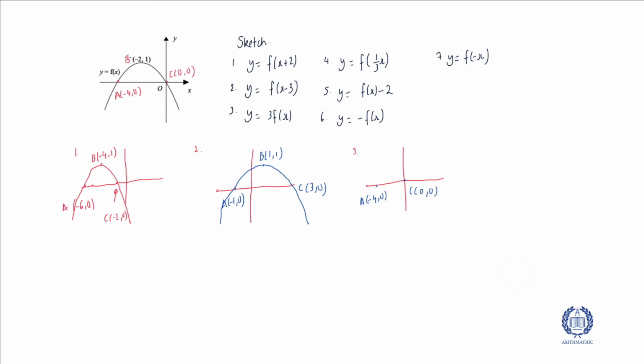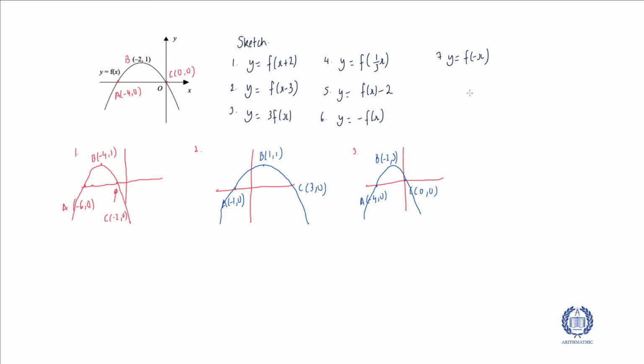And now the b coordinate, the y coordinate there is 1. So if I times that by 3, it's going to be 3. So my b is now going to become minus 2, 3. So if again we draw a graph, it's going to be something like that. Okay, that's for number 3.